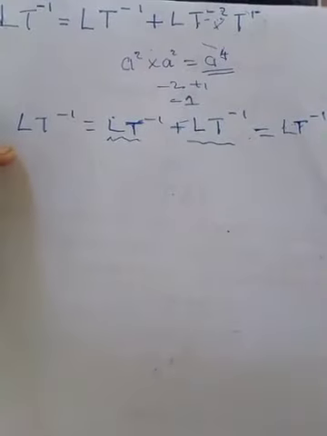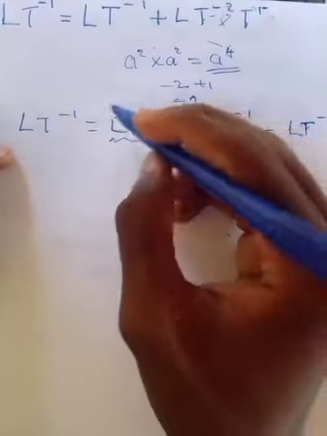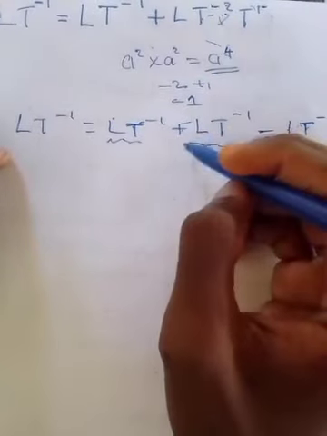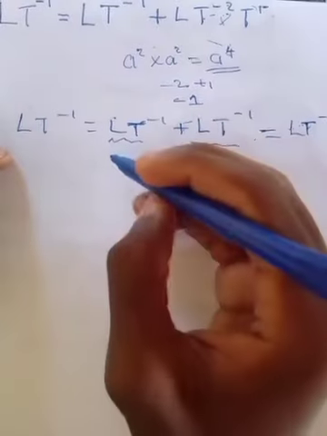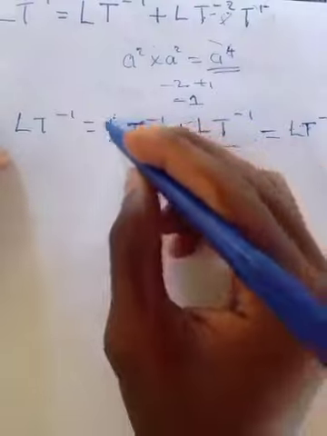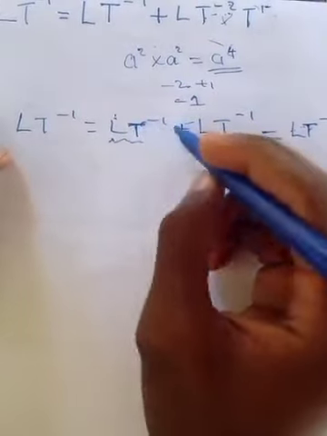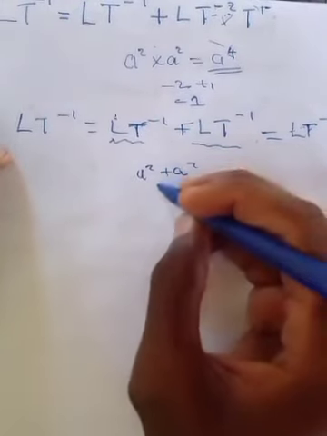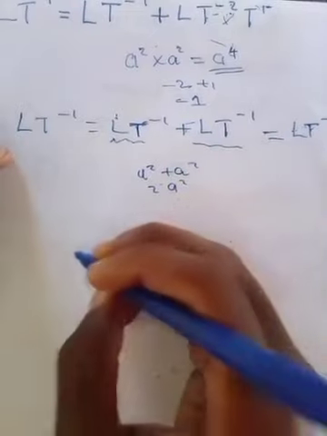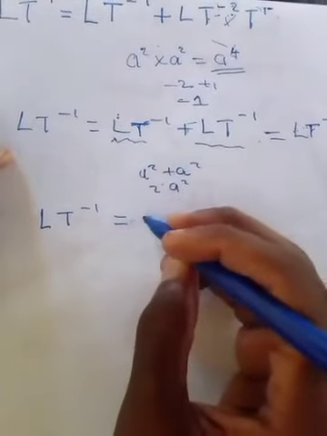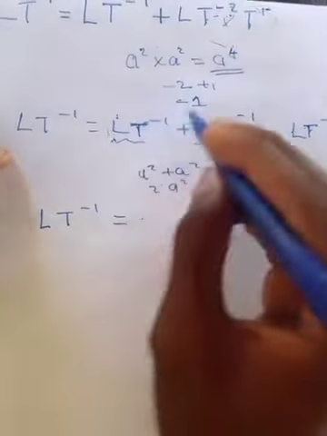Now let me show you the shortcut. Here what they do is they consider these as like terms, and imagine these are like terms, so they can easily be added. And when they get added, they form one thing. The same way you do a squared plus a squared, you're going to get 2a squared. Even here, that's what is done. So you're going to say LT to the power negative 1 is equal to, yes, there is 1 here in front, so it's like 1 plus 1, that will be 2.